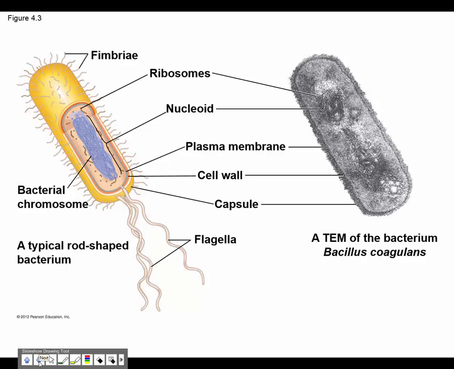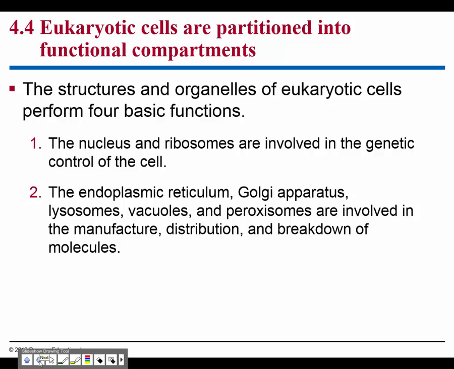And so here we are, the fimbriae, those are the smaller projections, and you have ribosomes and the nucleoid and the bacterial chromosome on the left, and then you have flagella that help it move. You see it has a cell wall and a plasma membrane, and there's a capsule on there. Okay, so things like E. coli. And so eukaryotic cells, they're partitioned and they have different parts to them.